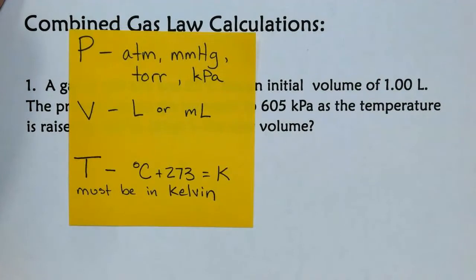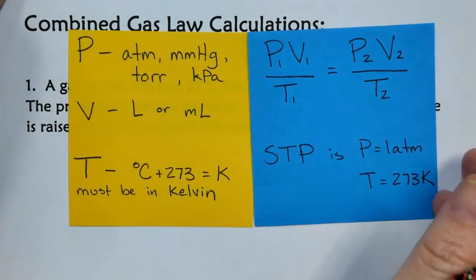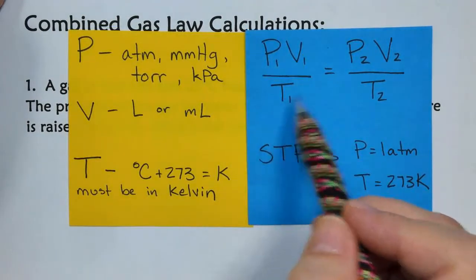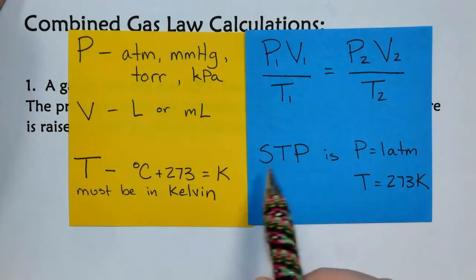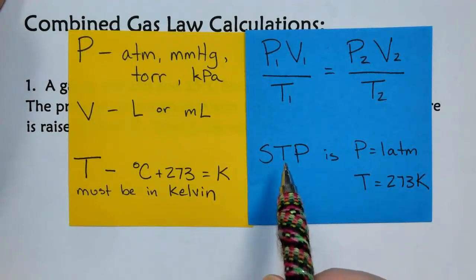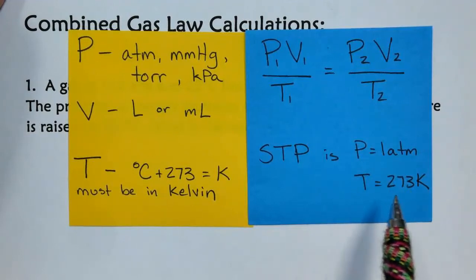into Kelvin. Also, here is our equation for the combined gas law: P1 times V1 over T1 equals P2 times V2 over T2. A reminder, if you see STP, that's telling you two things. It's telling you have a pressure equal to 1 atmosphere and you have a temperature equal to 273 Kelvin. So let's get started with our calculations.